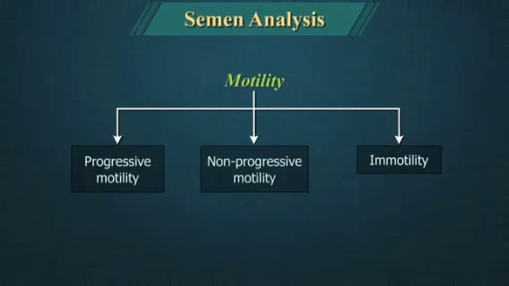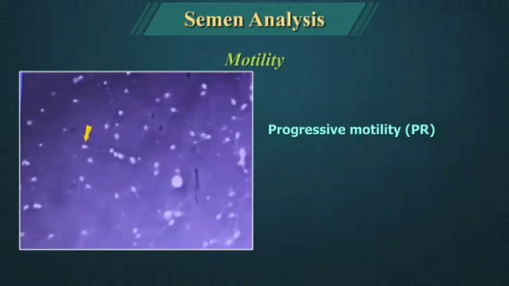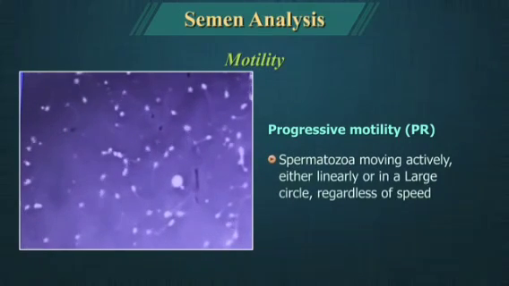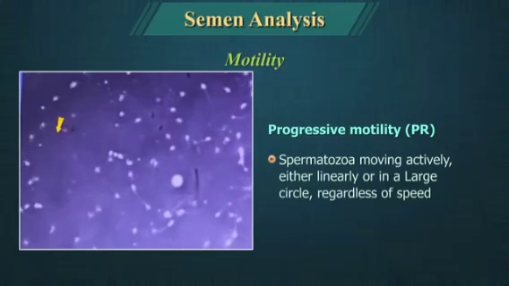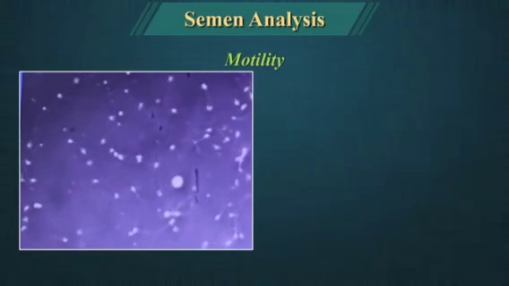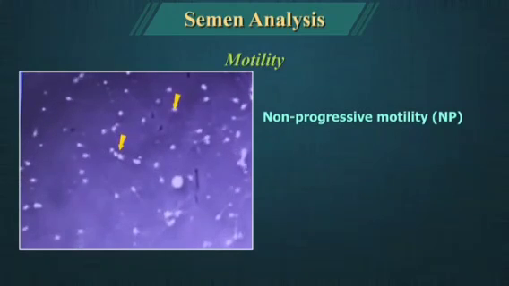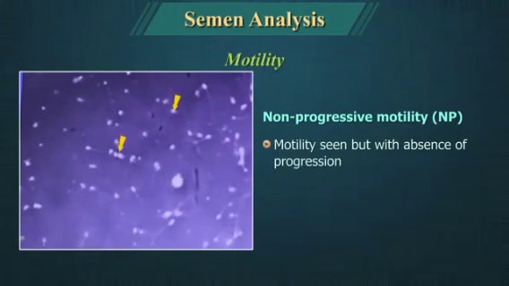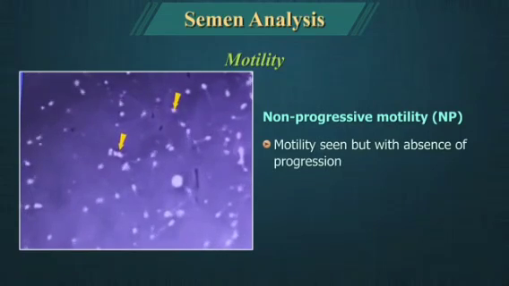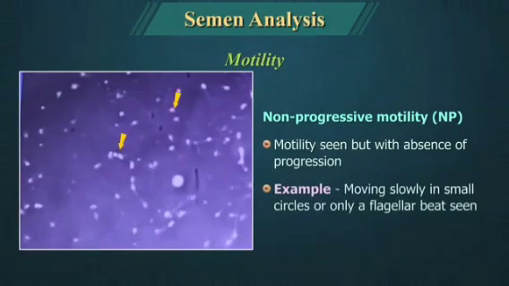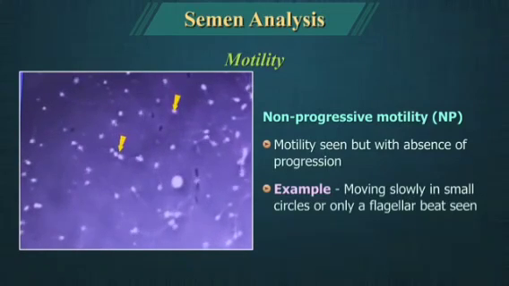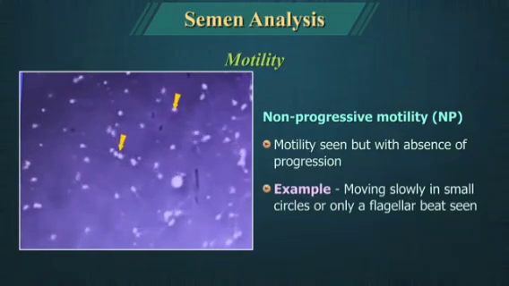Motility is graded as progressive motility. Count the spermatozoa moving actively either linearly or in a large circle regardless of speed. Non-progressive motility: count spermatozoa showing motility but with absence of progression, for example, moving slowly in small circles or only a flagellar beat seen.